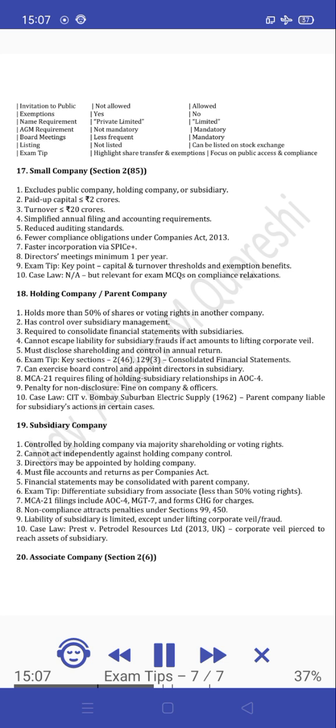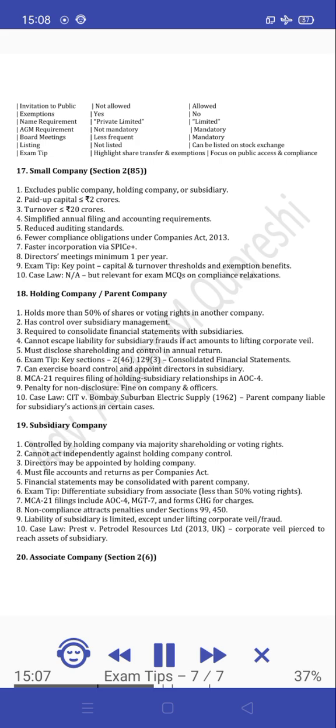19. Subsidiary company. 1. Controlled by holding company via majority shareholding or voting rights. 2. Cannot act independently against holding company control. 3. Directors may be appointed by holding company. 4. Must file accounts and returns as per the Companies Act. 5. Financial statements may be consolidated with parent company. 6. Exam tip: differentiate subsidiary from associate, less than 50% voting rights.